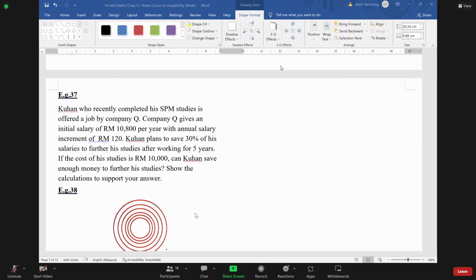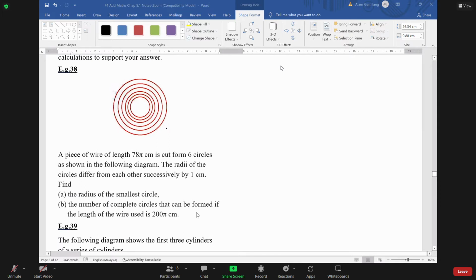38. A piece of wire of length 78 pi cm is cut to form 6 circles as shown, right? So in the following diagram. So the radii of the circles differ from each other successively by 1 cm. That means the radius is actually different by 1 cm from each circle. So find the radius of the smallest circle.